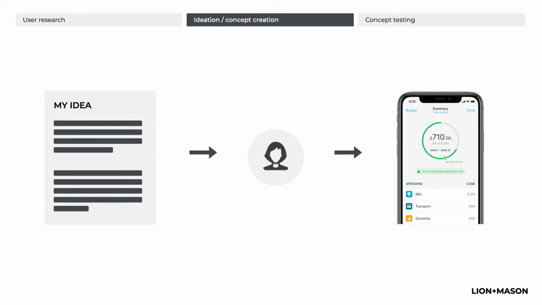The next bit then, so ideation, concept creation. So let's say you've uncovered some sort of problem in the user research. You've developed some sort of idea to solve the problem. What do you do with that? How do you bring it to life? How do you get feedback on it? The easiest thing is probably just to write it down, explain it to someone and see how they react. But again, there's quite a lot of risk in that approach.